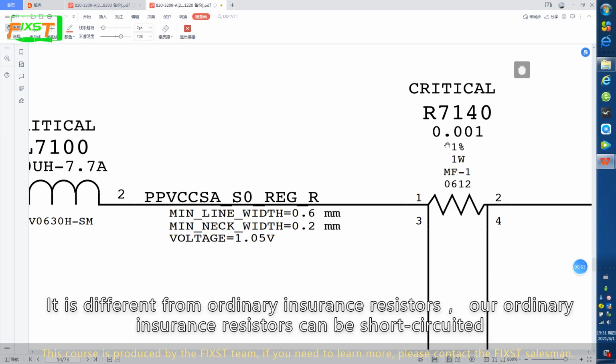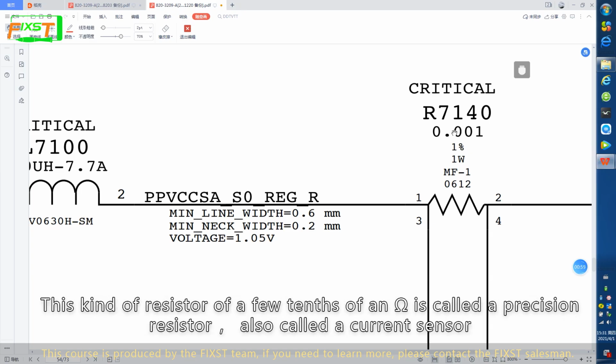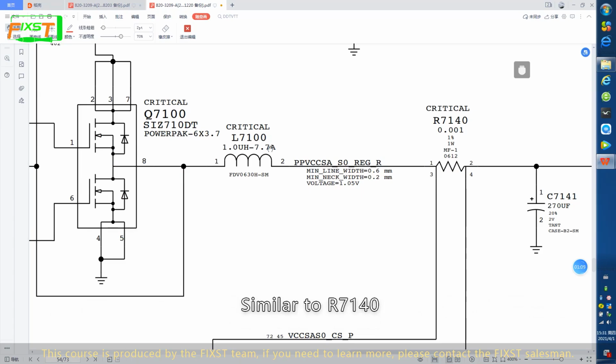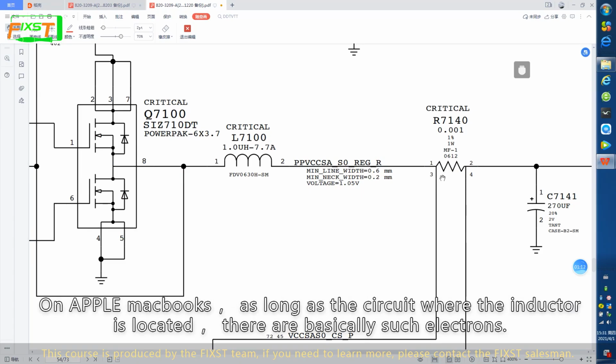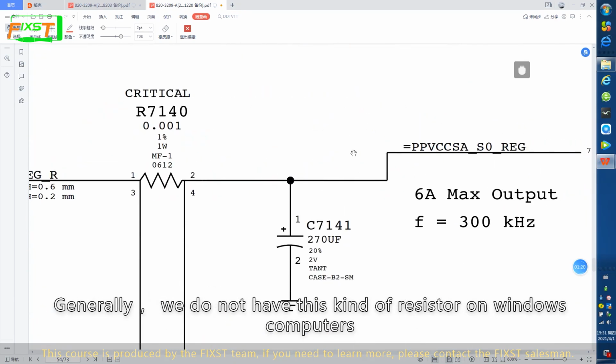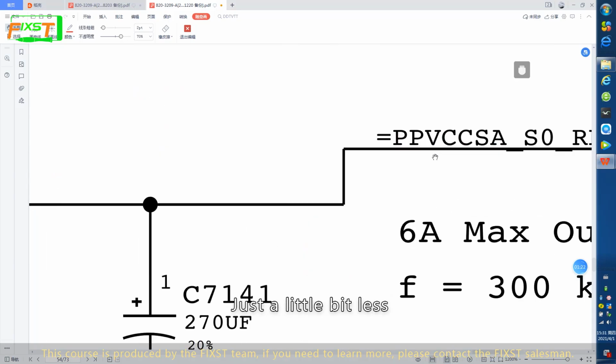It is different from ordinary fuse resistors. An ordinary fuse resistor can be short-circuited. This kind of resistor of a few tenths of an ohm is called a precision resistor, also called a current sensor. Don't short-circuit it during maintenance, as it is relatively easy to break. Similar to the R7140, on Apple MacBooks, wherever there is an inductor circuit, there are basically such components. Generally, Windows computers don't have this kind of resistor, or have them a little less.